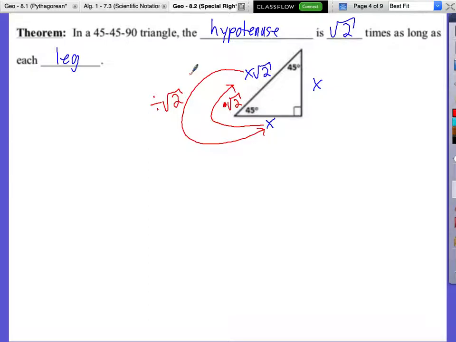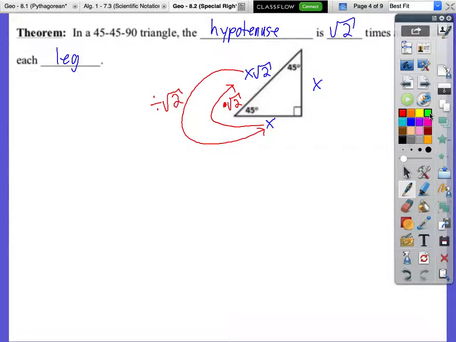Okay. So to get from either leg, I could have drawn this for either leg, right? To the hypotenuse, you multiply by the square root of 2. To get back, you do the opposite. The inverse operation for multiplying is dividing. So if we multiply by something to get there, we'll divide by the same thing to go back.